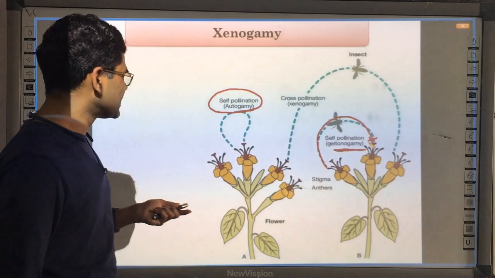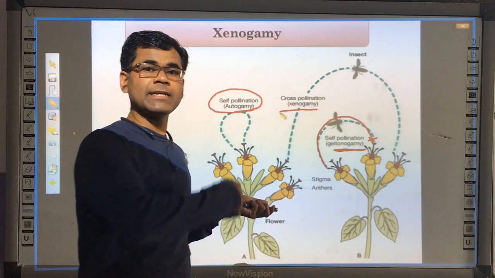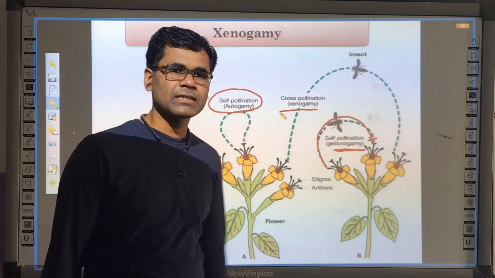And the third one is pure xenogamy, that is, the transfer of pollen grain from the anther of one flower of a genetically different parent to the stigma of another flower of a genetically different parent. Right, so by this there are three important types of pollination.